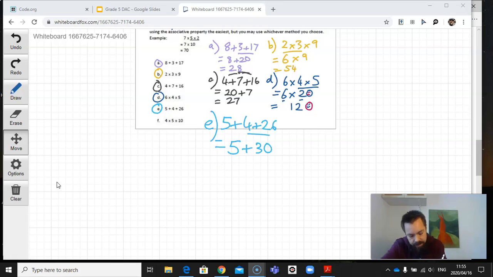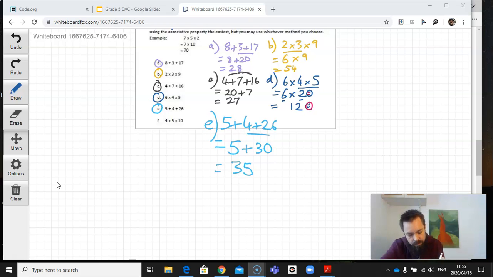So that is, as I keep saying, the basis of good maths: knowing your arithmetic and knowing your times tables. That is what's going to make you a good mathematician. It's going to make maths easy for you, or if you don't do it, it's going to make maths a struggle. So make sure you spend some time on your mental arithmetic and your times tables. 5 plus 30 is 35.